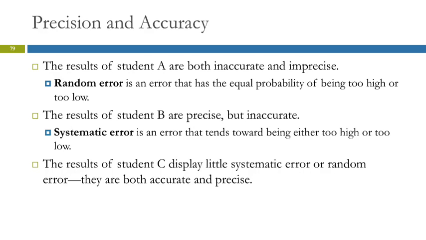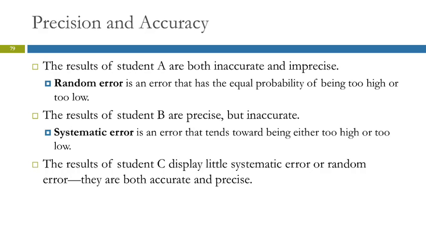There are 2 main kinds of error that can cause inaccuracy or imprecision. There's random error and there is systematic error. Random error has an equal probability of giving you a result that's too high or too low. The nice thing about random error is if you take a bunch of measurements and average them, the random errors will cancel out. And that is why we often make multiple measurements.